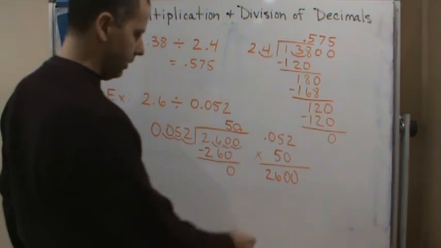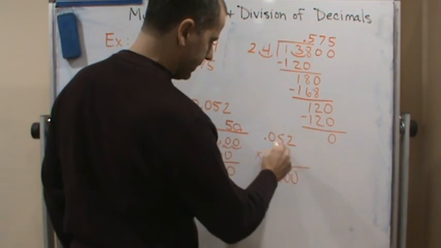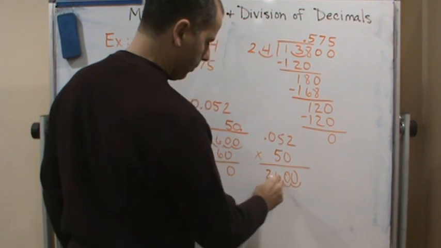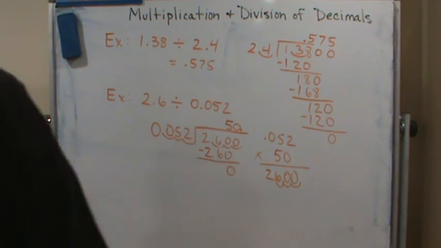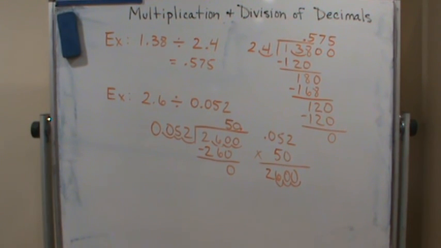Now, put the decimal point. 3 digits, 1, 2, 3, 2.6. So it checks. So again, make sure you check your work by multiplying. Okay. Next we'll do some more examples, some application.